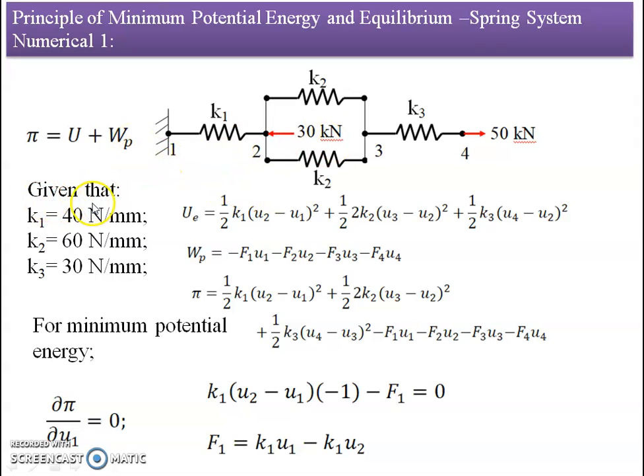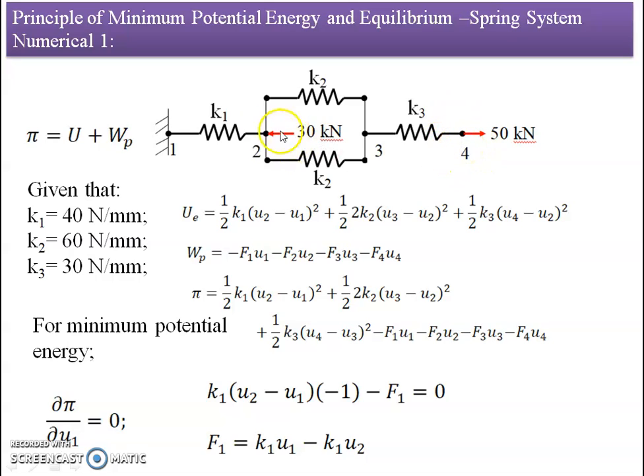The given data is that K1 is 40 Newton per mm, K2 is 60 Newton per mm, and K3 is 30 Newton per mm. If we apply the strain energy concept to these elements, let us call it UE, the strain energy applied on the system of springs. Let delta 1 be the extension at node 2, delta 2 at node 3, and delta 3 at node 4.